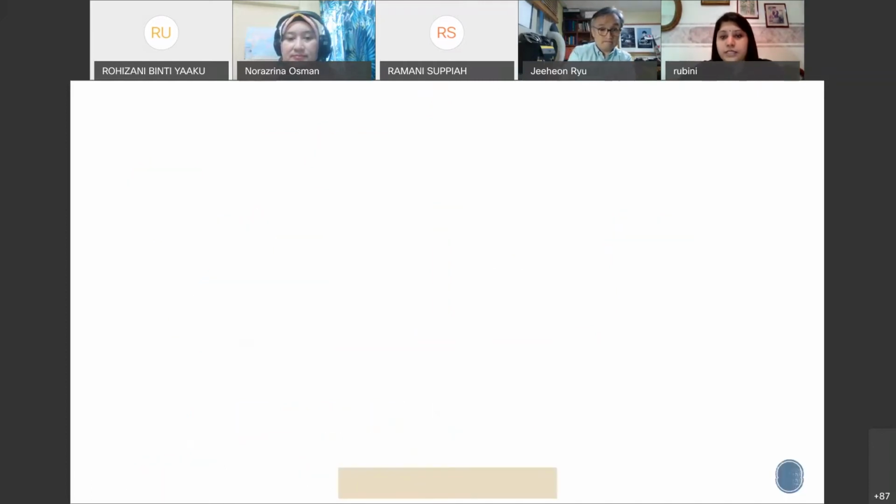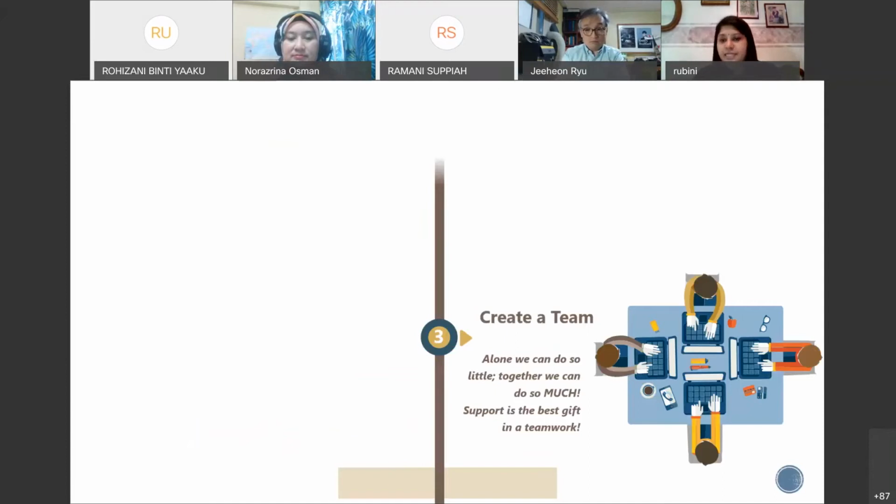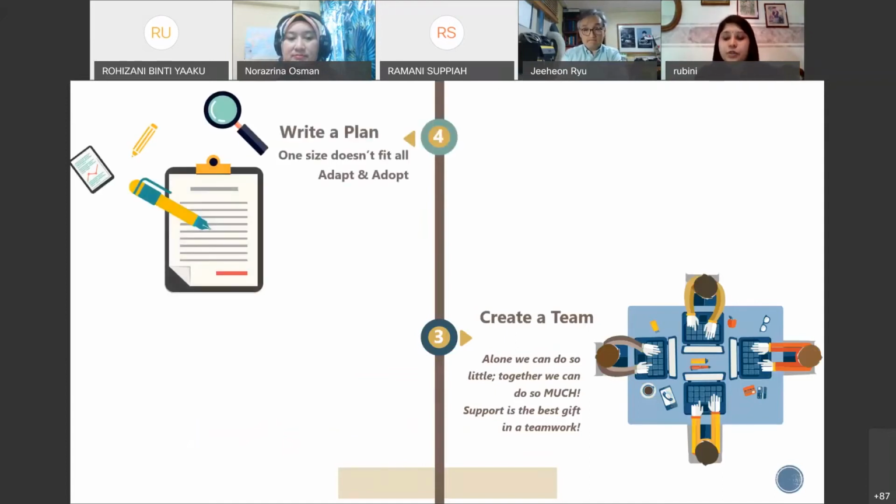Okay, so the third step is to create a team. This is very important. That's why this PLC has actually taken place, because I believe that we cannot do much alone. It is important for us to have a team so that we can do more and we can actually generate more ideas and have more opinions and views when we have a team. So I always encourage my teachers to work in a team.